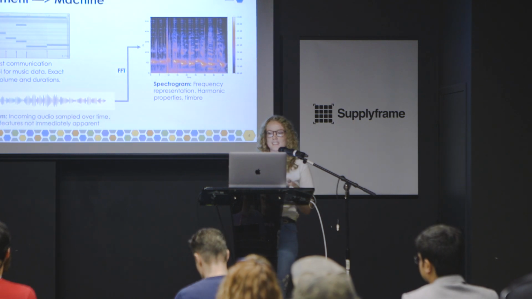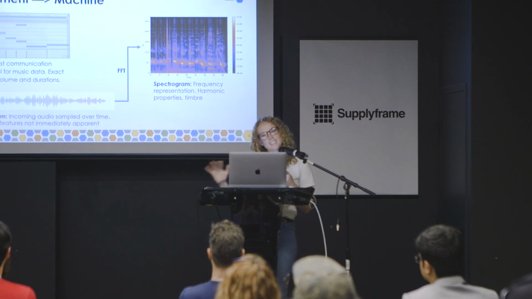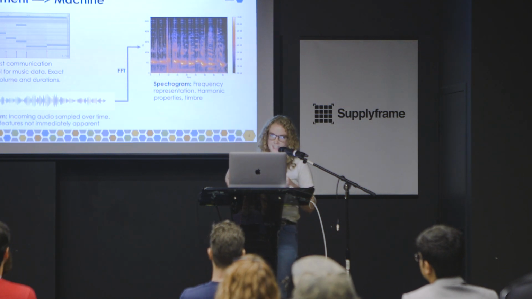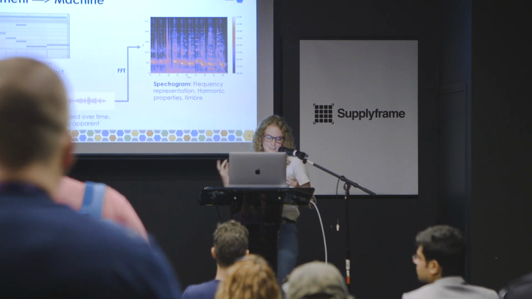So different instruments will sound different even if they're playing the same note, and that's because there's something called timbre. Basically, they're playing the same bass frequency, but there are a lot of other harmonic frequencies that are playing above that that kind of create the voice of each individual instrument. So from a spectrogram, we can get that information.